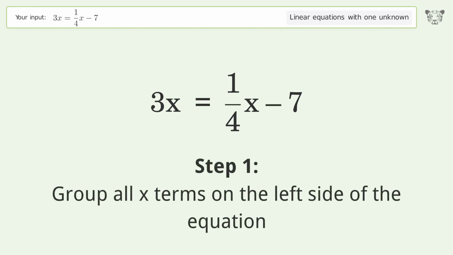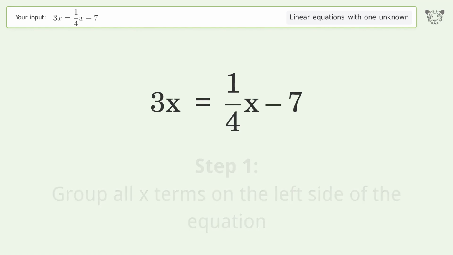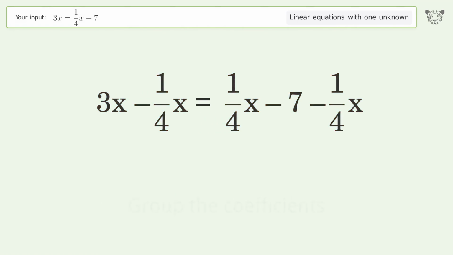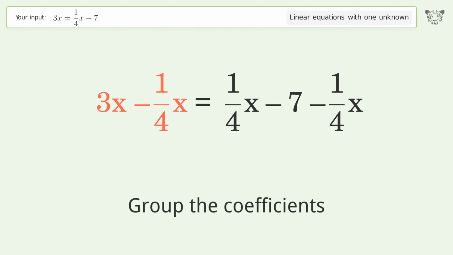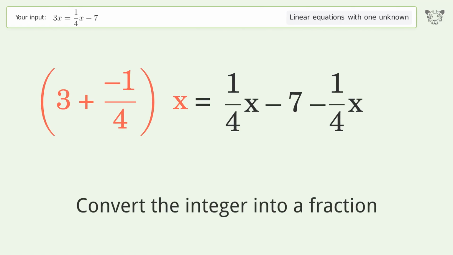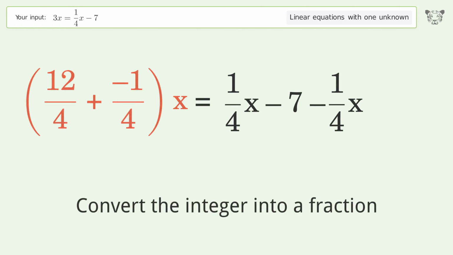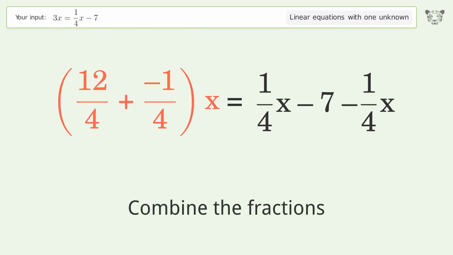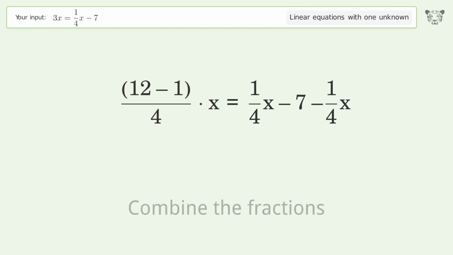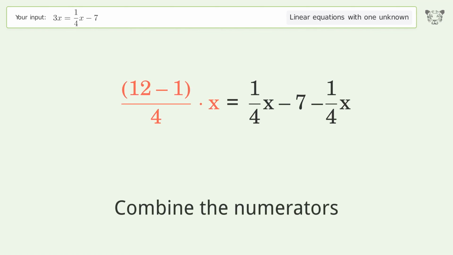Group all x terms on the left side of the equation. Subtract 1/4x from both sides. Group the coefficients. Convert the integer into a fraction. Combine the fractions. Combine the numerators.